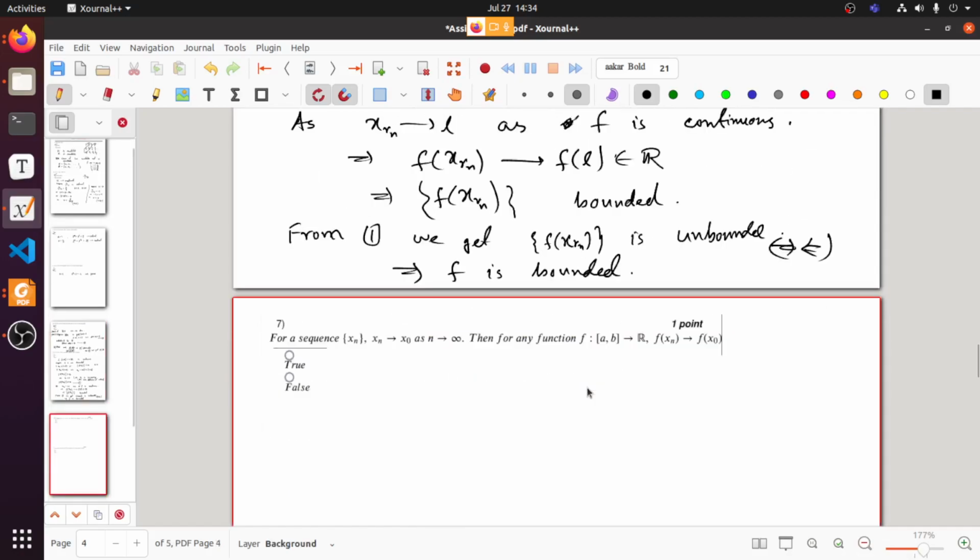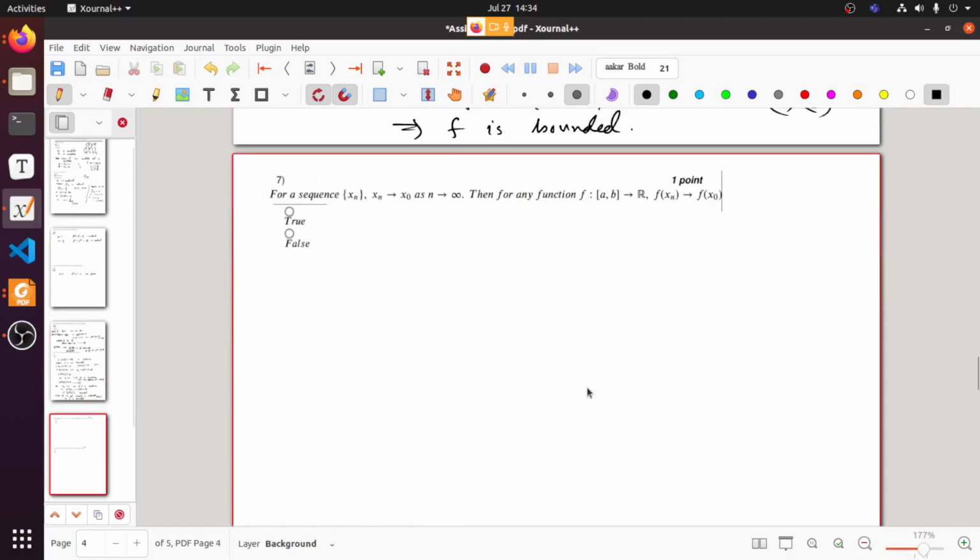Okay, now come to the next question. What is it saying? For a sequence xn, if xn converges to x0, and for any function f, is it true that f of xn will converge to f of x0? This is not true for a general function, but it will be true for a continuous function. Here continuity is not given, right? So this will not be true. So what will be the counterexample?